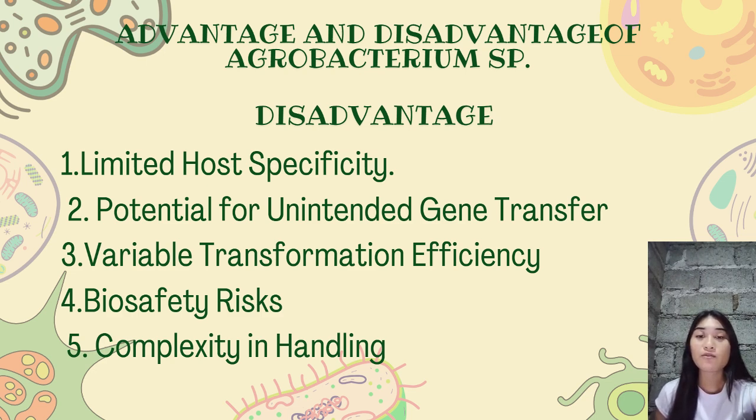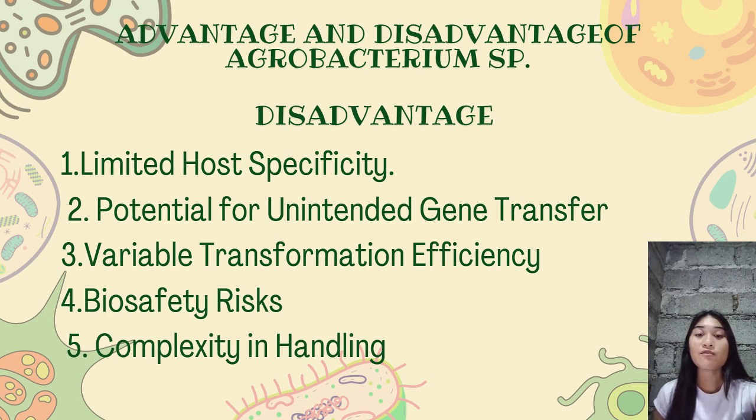Second is potential for unintended gene transfer. This is a risk that Agrobacterium could transfer genes to non-target organisms such as soil microbes. This raises biosafety and environmental concerns that require careful monitoring and regulations. Third is variable transformation efficiency. The success rate of transformation varies depending on plant species, genotype, and cultural conditions. Researchers often need to optimize protocols for each plant, which can be time consuming and inconsistent.